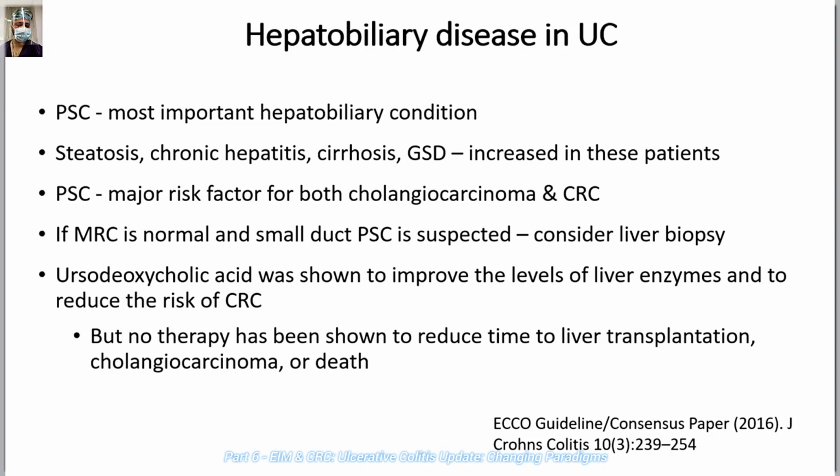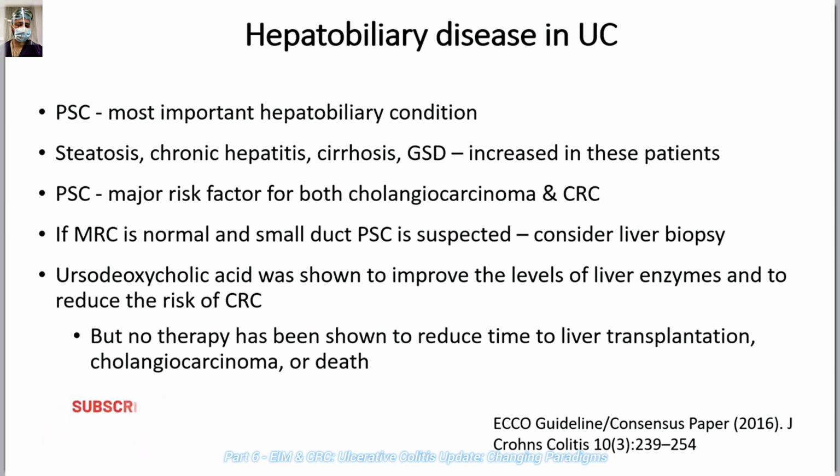PSC, that is primary sclerosing cholangitis, is a major risk factor for both cholangiocarcinoma and colorectal cancer. That is, in a patient of UC having primary sclerosing cholangitis, the chances of colorectal cancer are very high as compared to a patient who doesn't have hepatobiliary disease in UC. If MRC, that is magnetic resonance cholangiography, is normal and small duct PSC is suspected, we should consider liver biopsy.